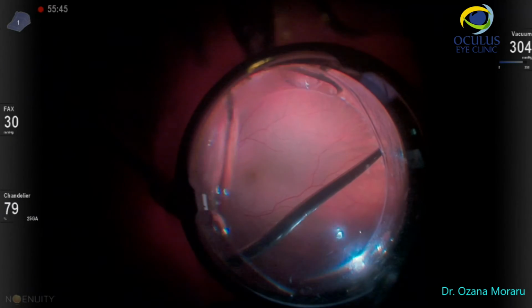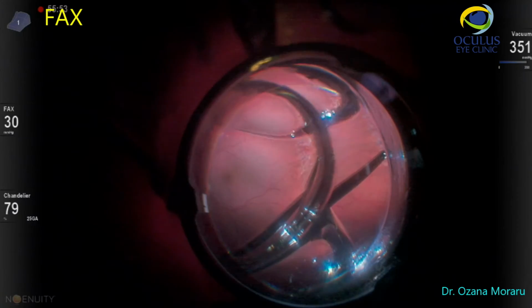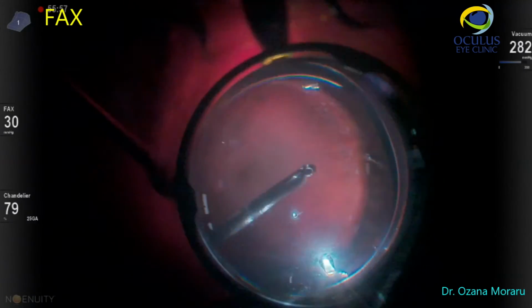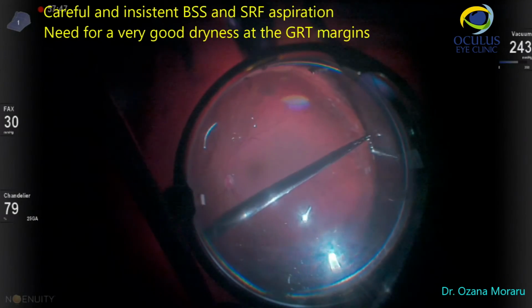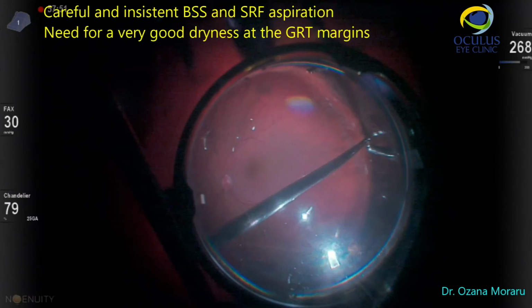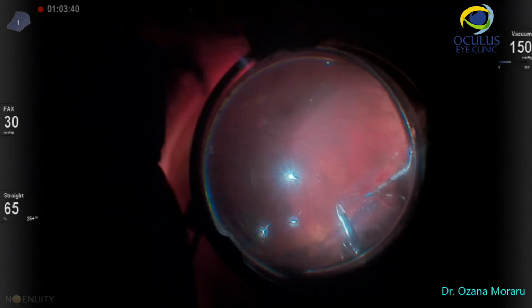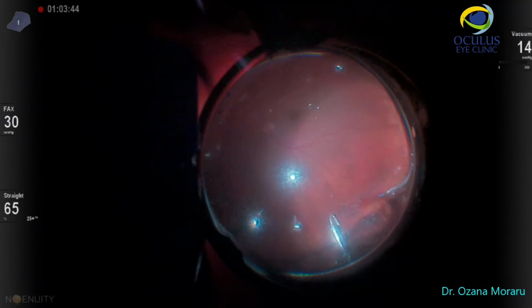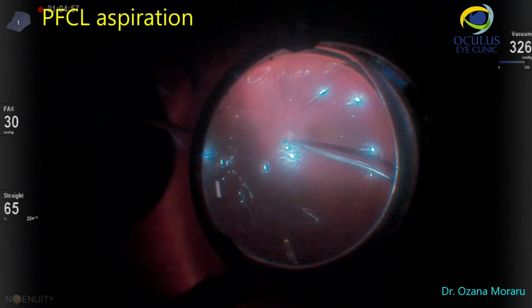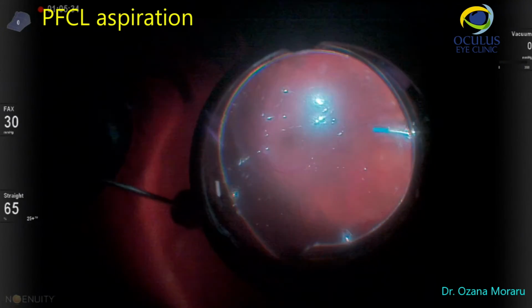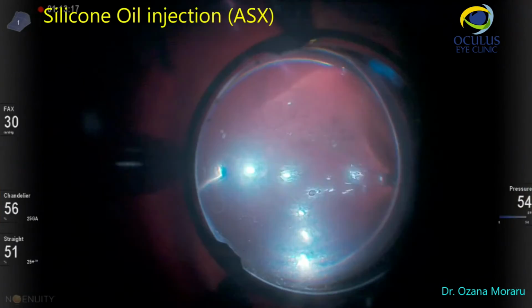And now we are performing fluid-air exchange, having the vitrector in the area of the GRT, trying to aspirate as much as possible, and as carefully as possible, the BSS between the PFCL and the air, and also to dry as much as possible the giant tear. We are doing this using the vitrector and then the backflush cannula, taking care especially on the margin and on the limits of the retinal tear. And now we aspirated the heavy liquid. You can see a nicely attached retina under air with no retinal slippage or folds.